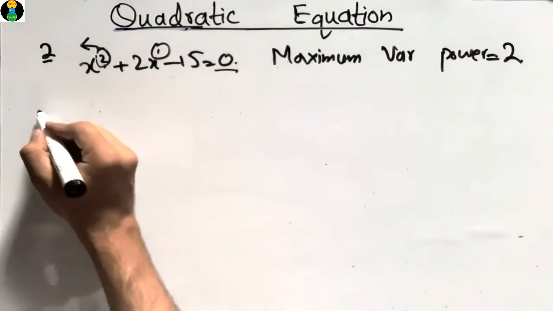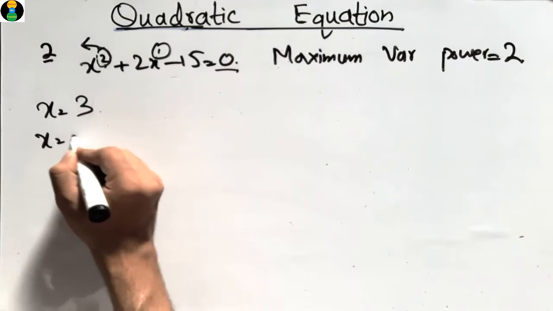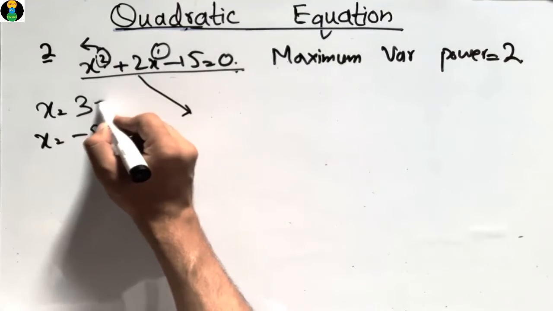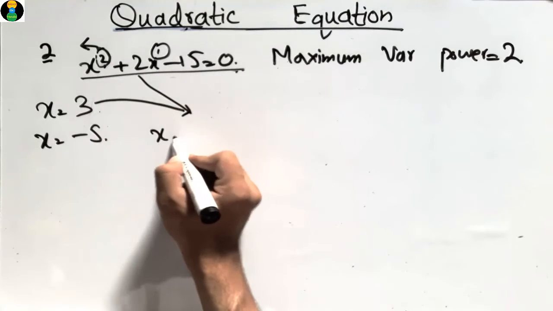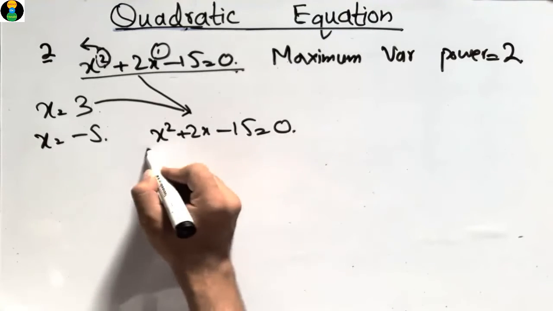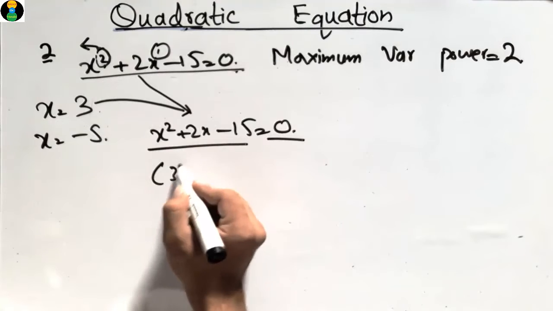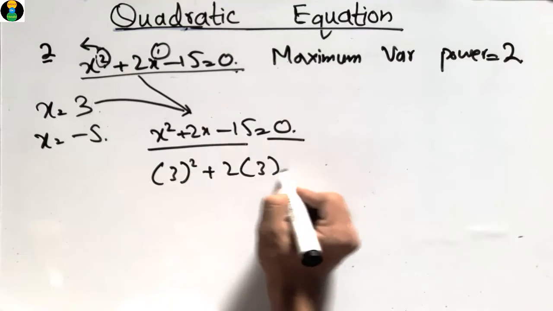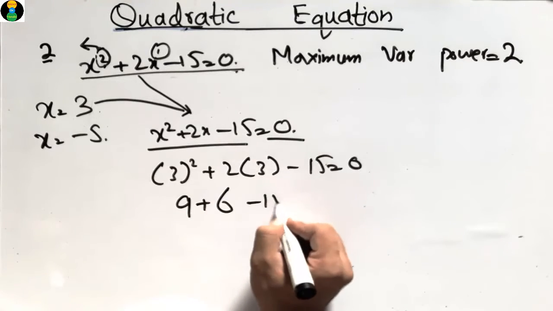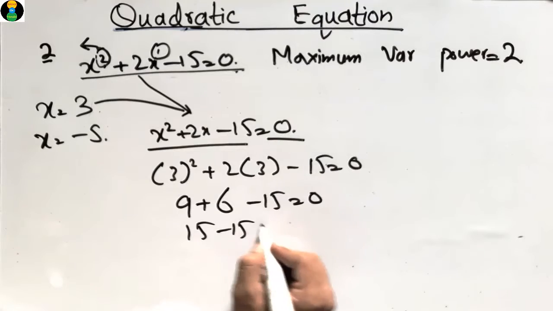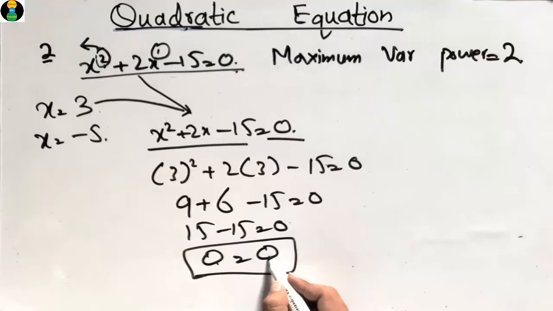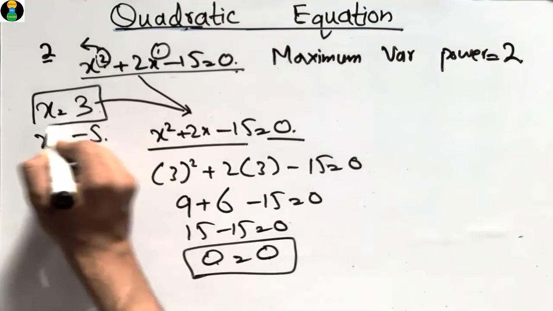The x1 value is x equal to 3 and the other value is minus 5. So putting into this equation, first of all we put the value of x equal to 3 in x square plus 2x minus 15 is equal to 0. So the left side will be equal to the right side. The x value is 3. 3 square plus 2 into 3 minus 15 is equal to 0. 9 plus 6 minus 15 is equal to 0. Means 15 minus 15 is equal to 0. So 0 is equal to 0. So it proves that the left side is equal to the right side. So this root is a true root.